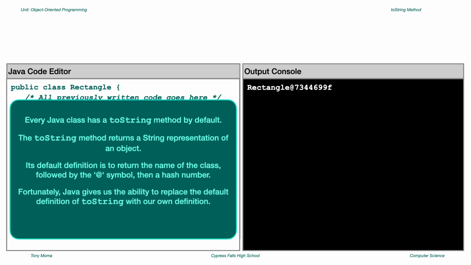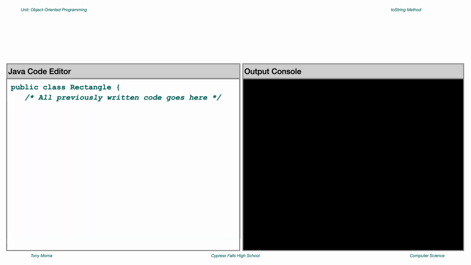However, fortunately, Java gives us the ability to replace the default definition of toString with our own definition. This is an example of method overriding. So, how are we going to override the toString method? The first step is to make the method public. Then we must make the return type String. Then we must name the method toString, followed by an empty parameter list.